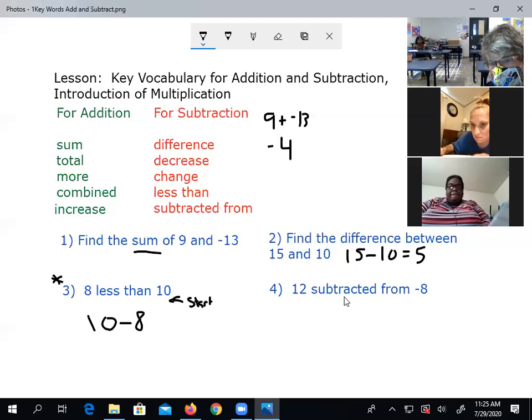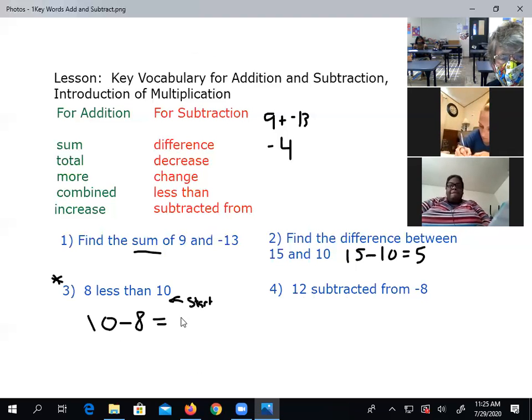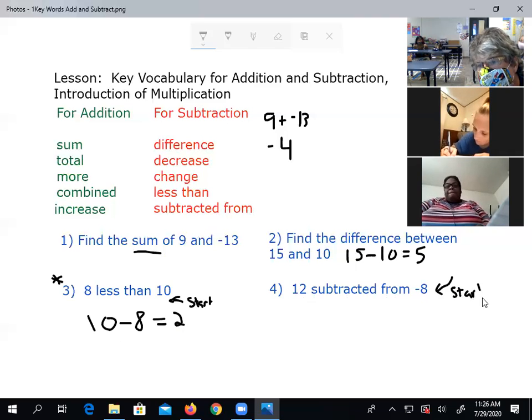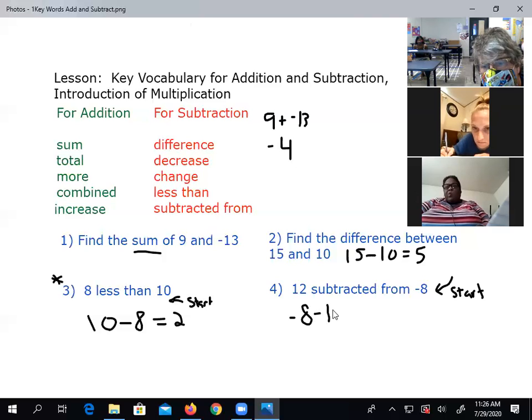Notice how I have 12 subtracted from negative 8. Of course, over here, 10 minus 8 would have been simply 2. With 12 subtracted from negative 8, the word from means that's what you're starting with. So again, in this problem you have to actually write down the negative 8 first. Then the 12 is being subtracted from that.